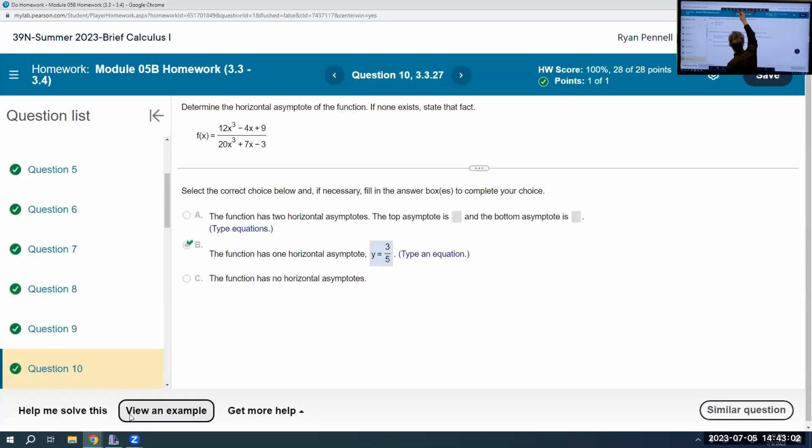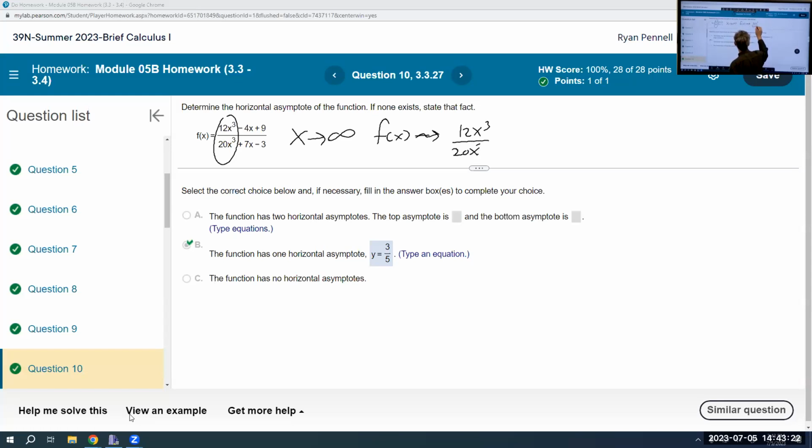Looking for my slant horizontal asymptote. Here we have 12x cubed over 20x cubed. Well, as x gets huge, this is really just tending towards 12x cubed over 20x cubed. Since those are the same degree, 12 20ths, 6 tenths, 3 fifths. So I think we have an asymptote of y equals 3 fifths. It's just a reduced ratio.